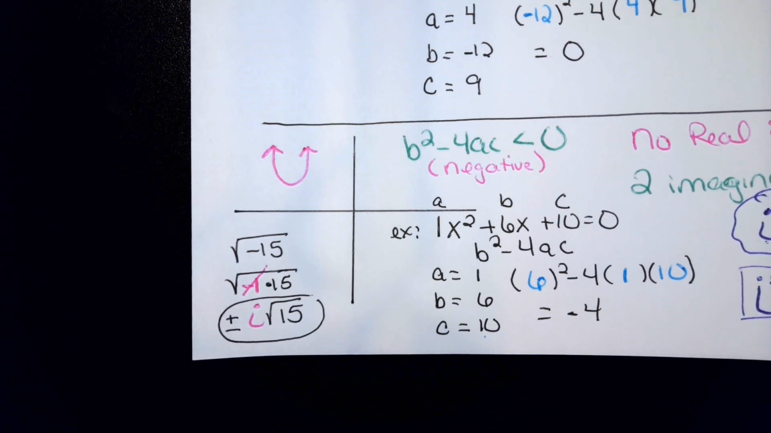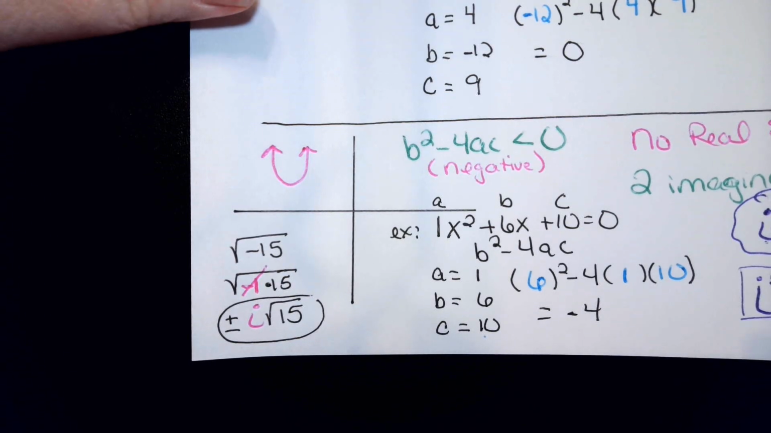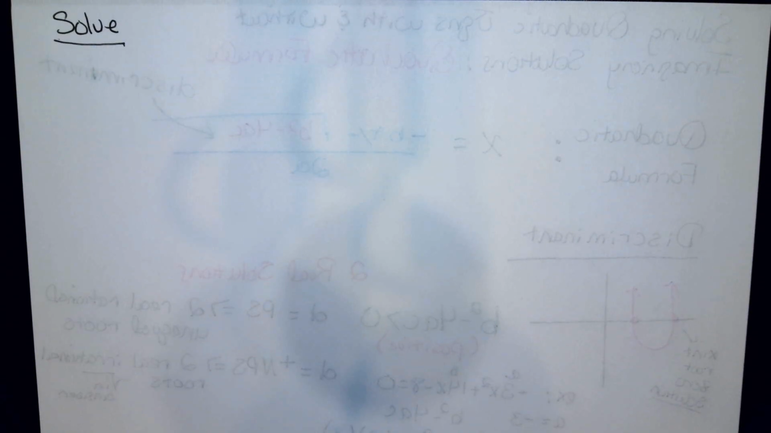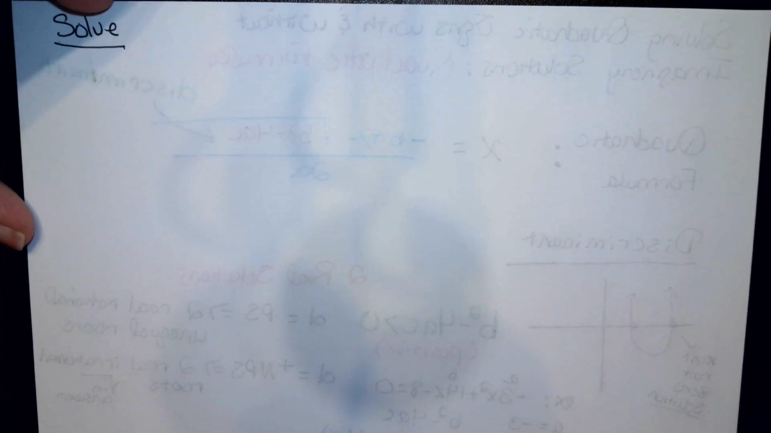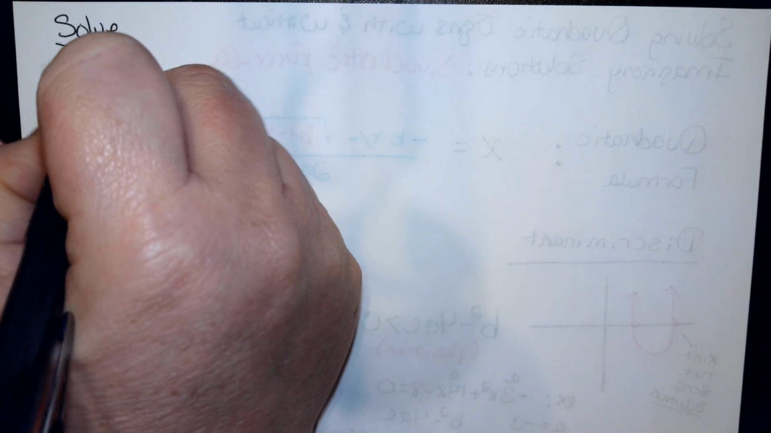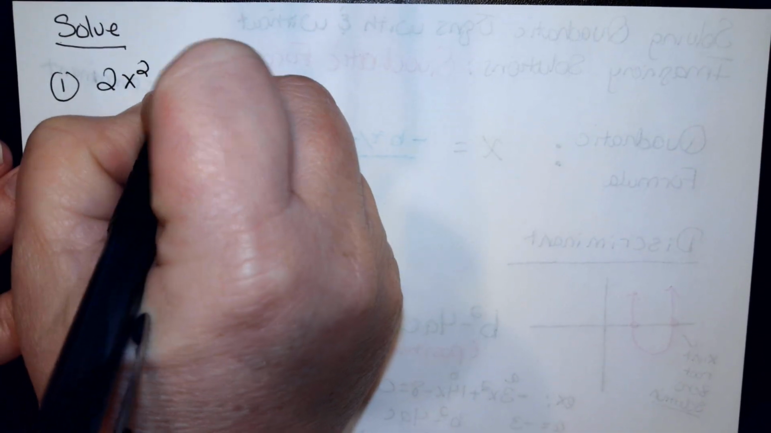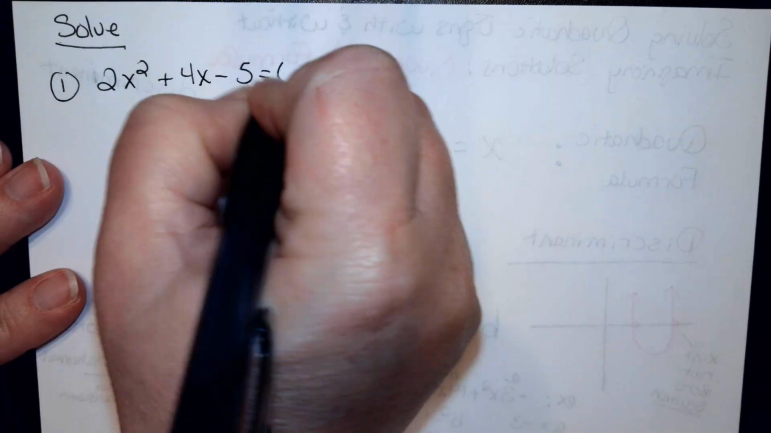Alright, so now that we got all that little background information out of the way, let's jump into some actual examples using the quadratic formula. Alright, so here we want to solve the following equations. Now, since we're trying to solve these, if they have a real solution, you could do left side, right side and see where they intersect and get your solution that way. All right, so let's say that we had 2x squared plus 4x minus 5 equals 0.